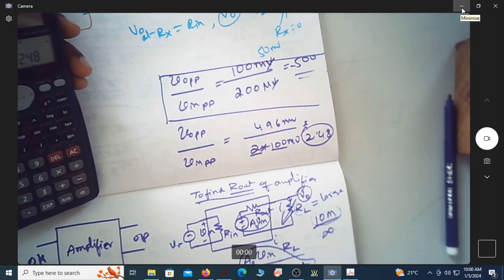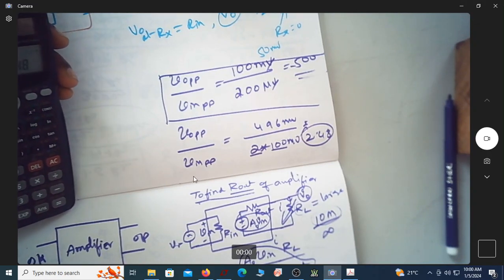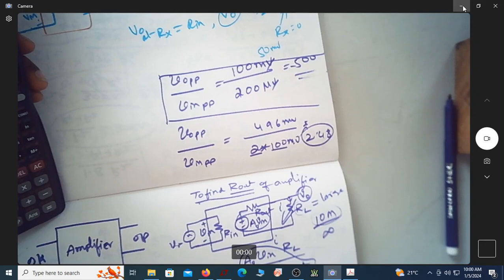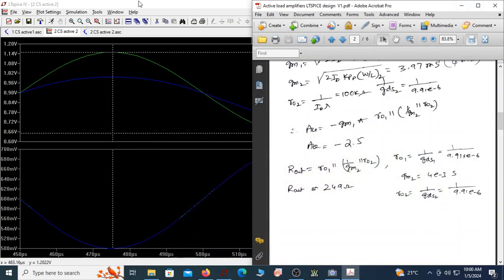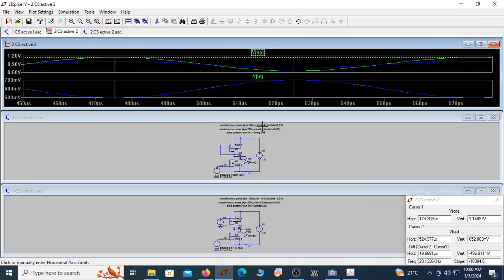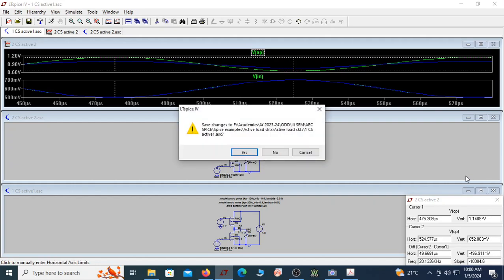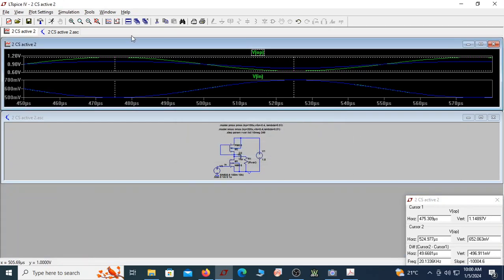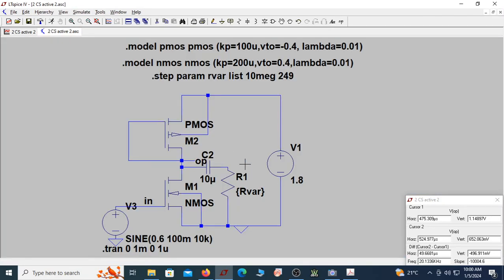So now let us find out what R out is. So R out happens to be 250 ohm theoretically. If I make this resistance equal to, let me just close this. If I make this resistance, whenever this resistance equal to second resistance is 250 ohm, then the output voltage will be half of the 496.